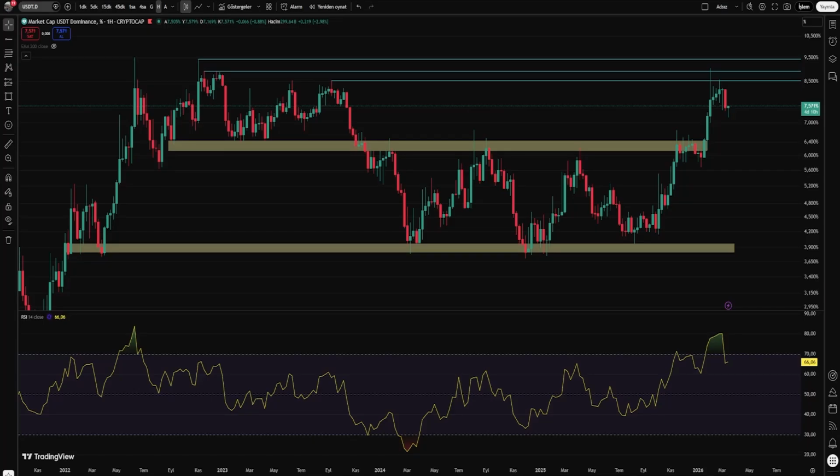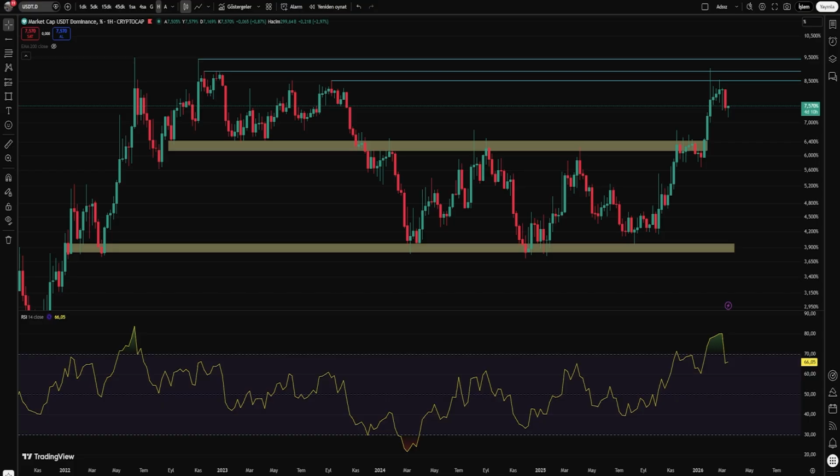Today we're going back to one of the most important macro charts in all of crypto, USDT Dominance. But this time we're zooming all the way out to the weekly time frame. And what this chart is revealing is a massive multi-year range structure that has controlled the entire crypto market cycle since 2021. Let's break it all down. Not financial advice, educational only.